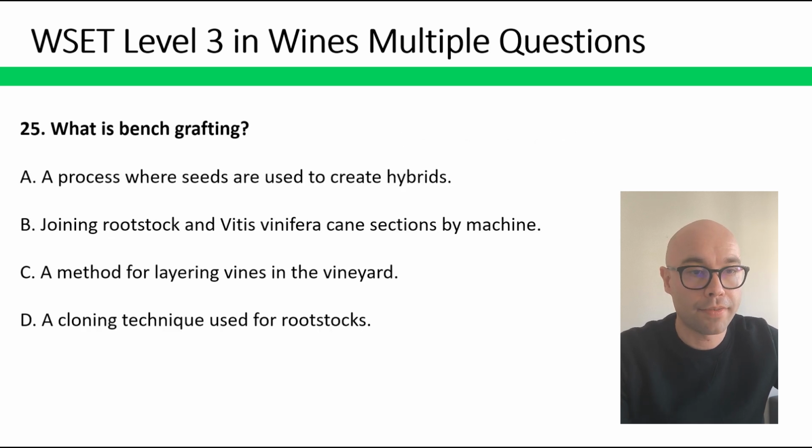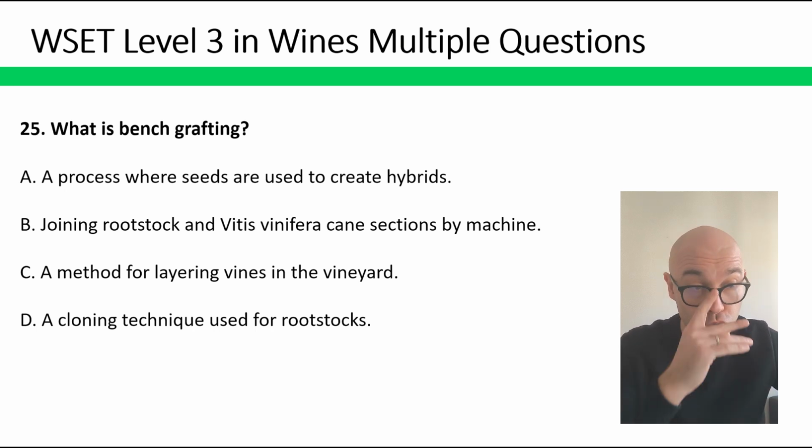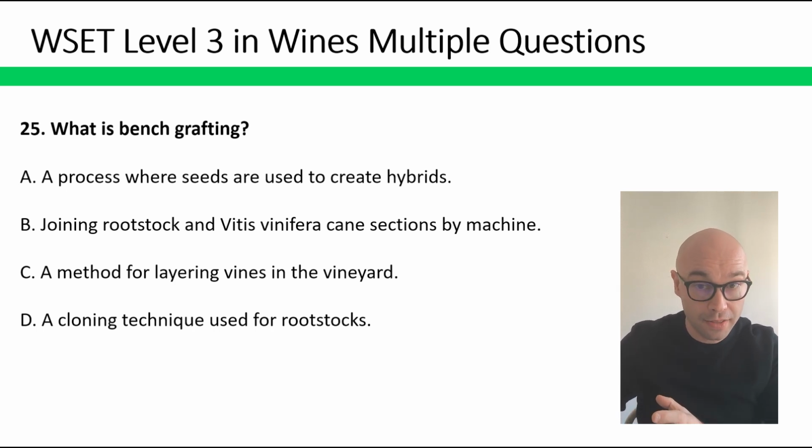What is bench grafting? A process where seeds are used to create hybrids, joining rootstock Vitis vinifera and Vitis vinifera cane section by machine, a method for layering vines in a vineyard, a cloning technique used for rootstock. So the correct answer is B, joining rootstock of American vine, cutting both parts with a machine for bench grafting, and then attaching them to each other.